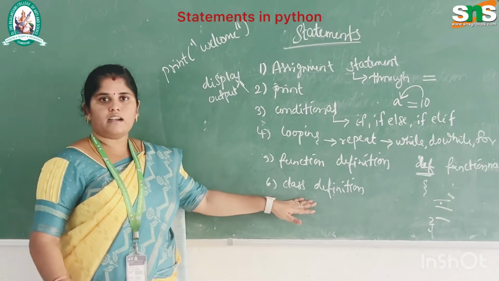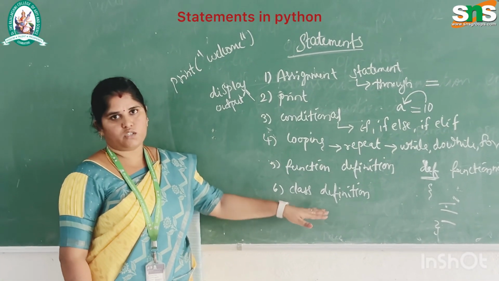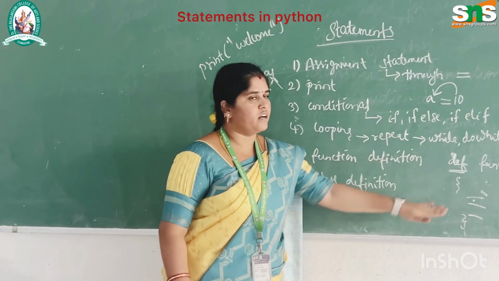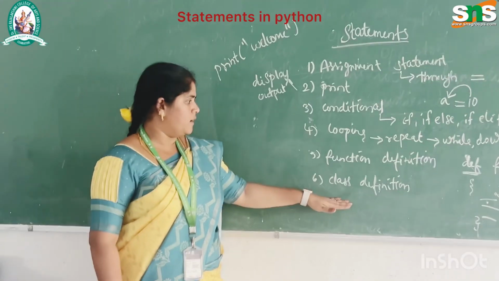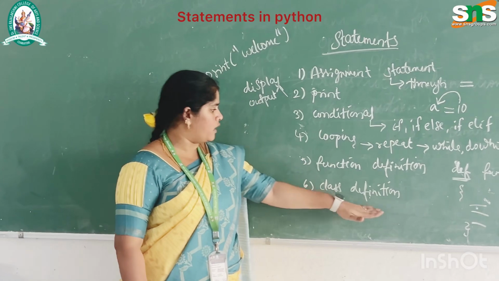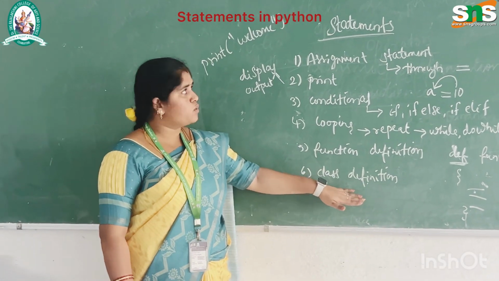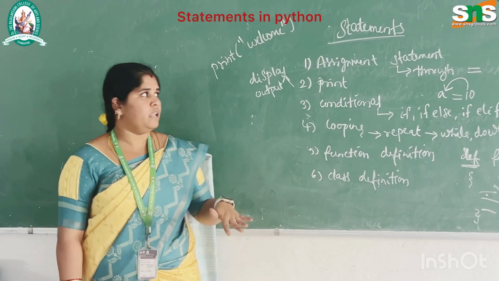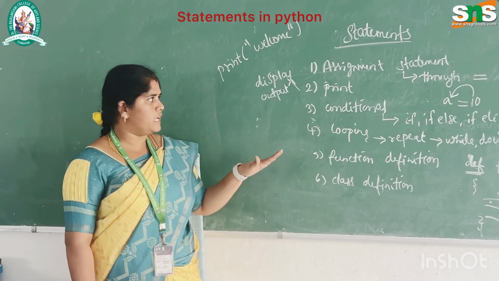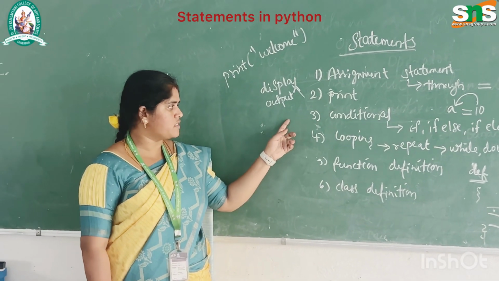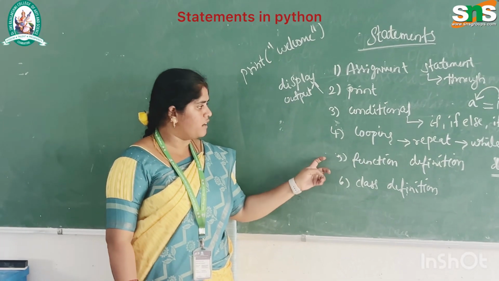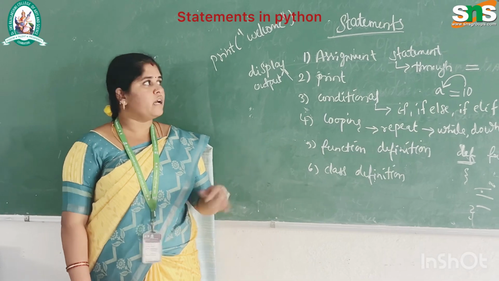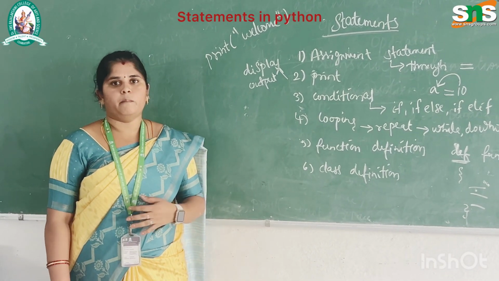Next, the last one will be the class definition. The class definition contains all the functions, with details about all the functions included in the class. So we have discussed 6 types of statements available in Python: assignment statement, print statement, conditional statement, looping statement, function definition, and finally the class definition. So we have discussed the statements in Python. Thank you.